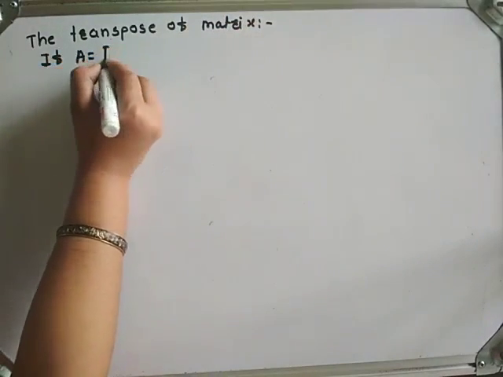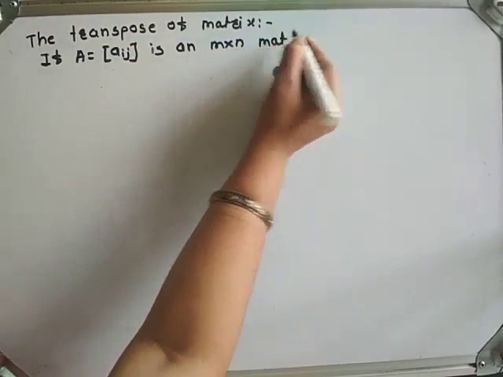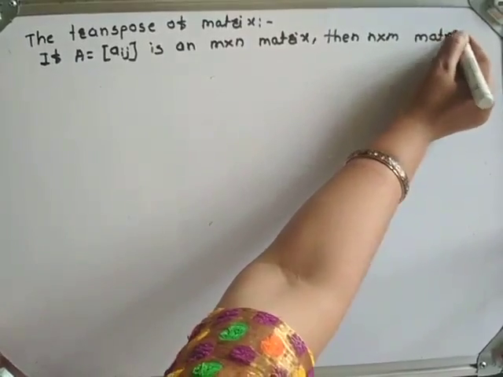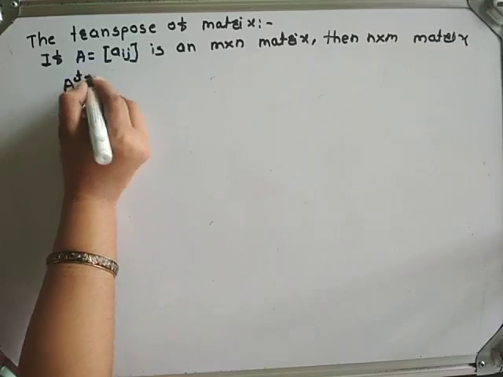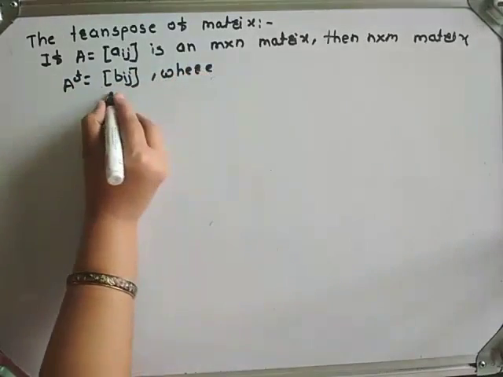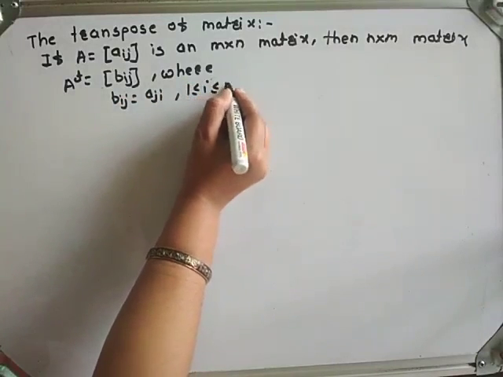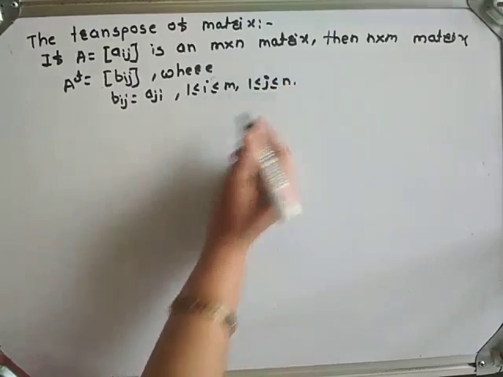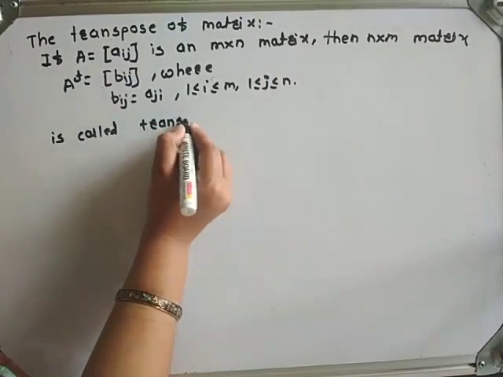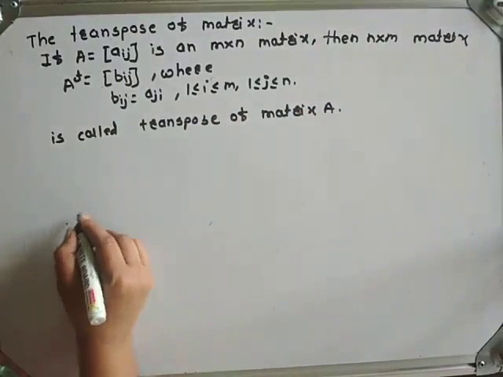If A is a matrix Aij, an m by n matrix, then the n by m matrix A raised to T is equal to matrix Bij, where Bij is equal to Aji, for 1 less than or equal to i less than or equal to n, and 1 less than or equal to j less than or equal to m, is called the transpose of matrix A.